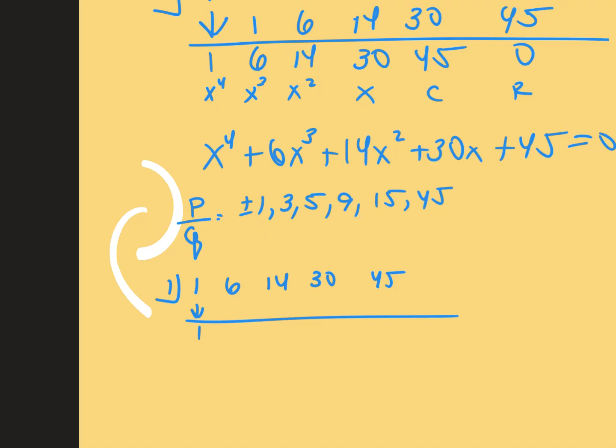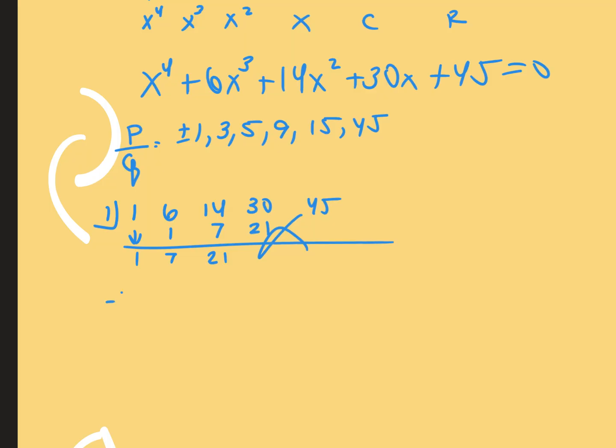So bring down your 1. 1 times 1 is 1. 6 plus 1 is 7. 7 times 1 is 7. 14 and 7 is 21. 21 times 1 is 21. 30, is this going to give me a 0 as a remainder? No, go ahead and stop. Don't waste your time. Let's try negative 1.